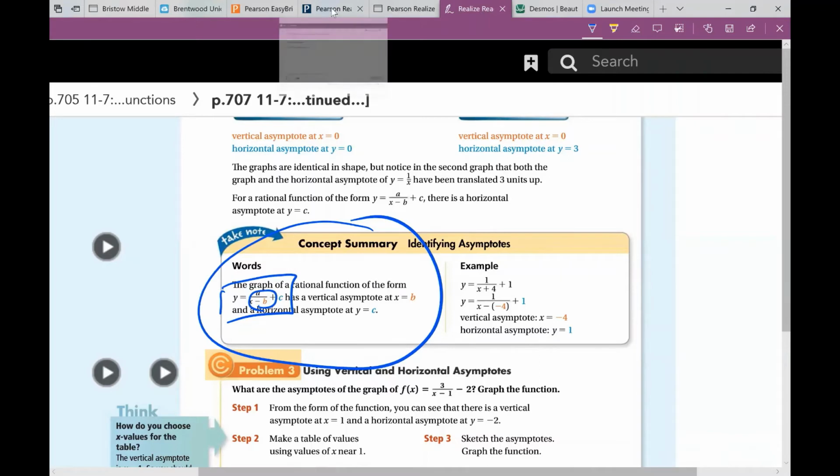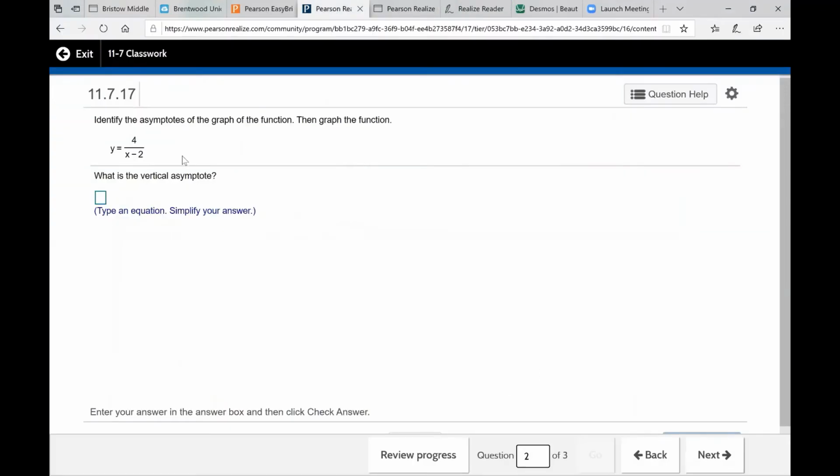So let's go back to that problem. If I look, my denominator is X minus 2. The 2 is the value that is there. Remember, the negative is already there, so I don't have to worry about that. So 2 is my vertical asymptote.